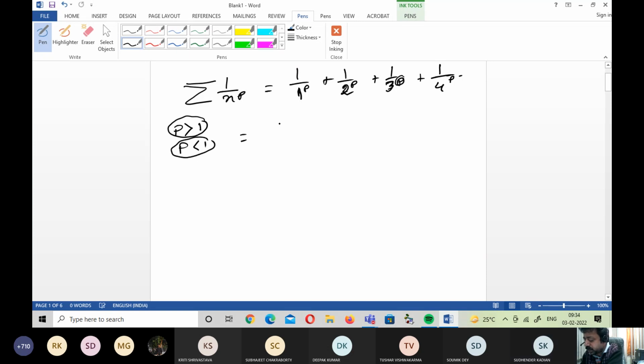Just a few minutes ago I have discussed 1 plus. Now you just make groups. Sir, for p equal to 1, it will also be divergent. That is, for p less than or equal to 1.